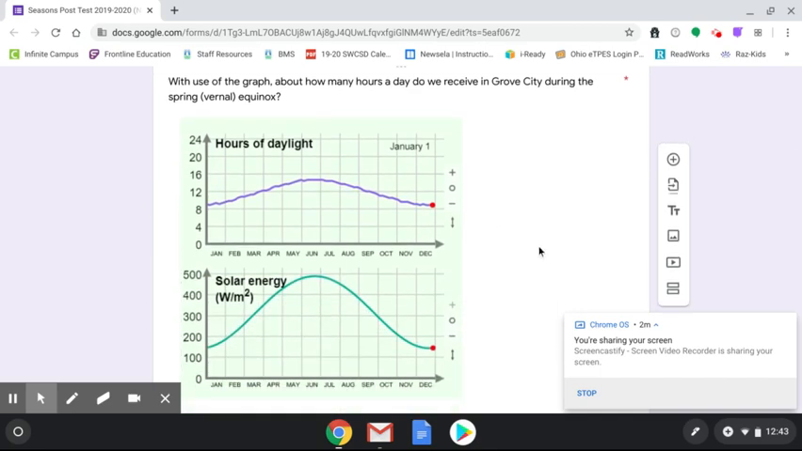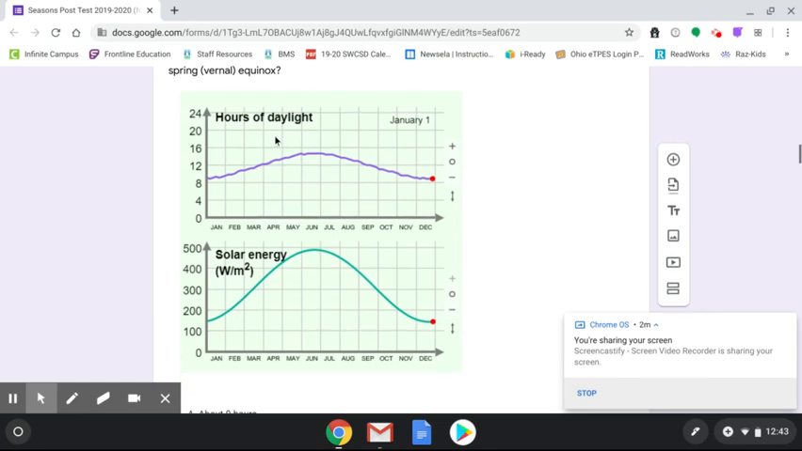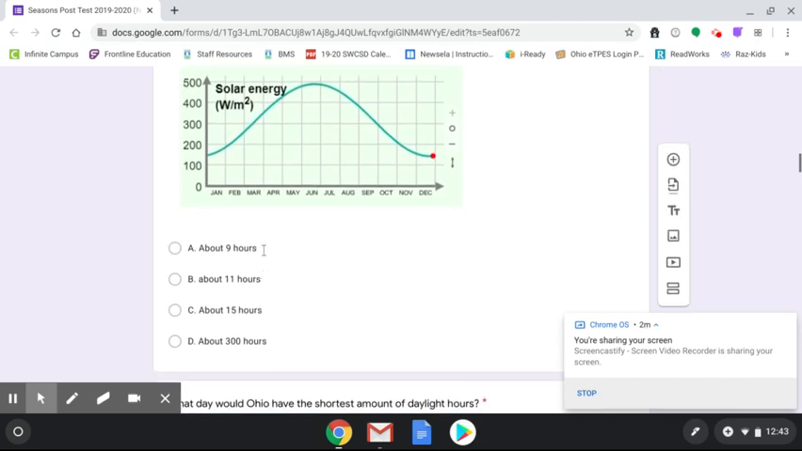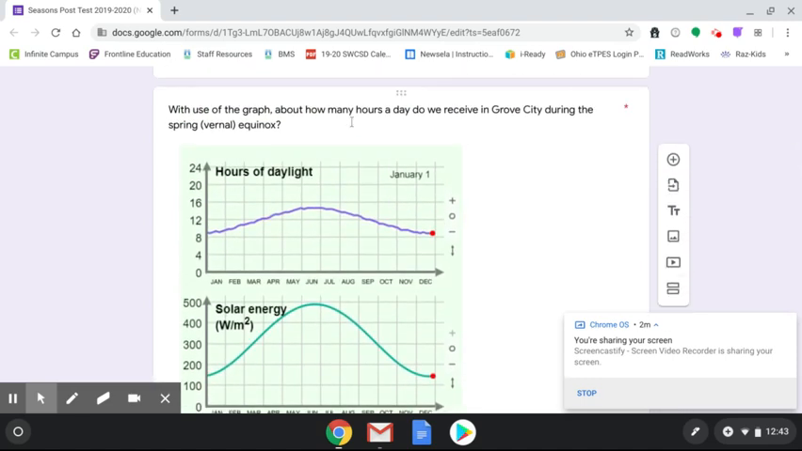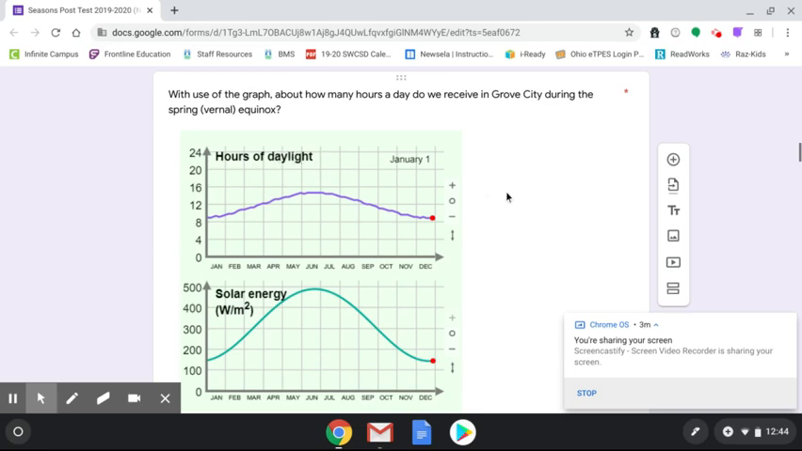With use of these graphs, about how many hours a day do we receive in Grove City during the spring vernal equinox? This is a graph that charts the hours of daylight. These are the hours and these are the months. And then this graph right here tracks solar energy across the months. So this is the solar energy and these are the months. Is it 9 hours, 11 hours, 15 hours, or 300 hours? How many hours of daylight?